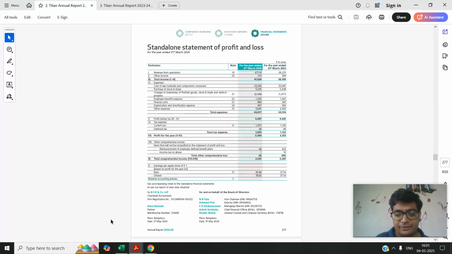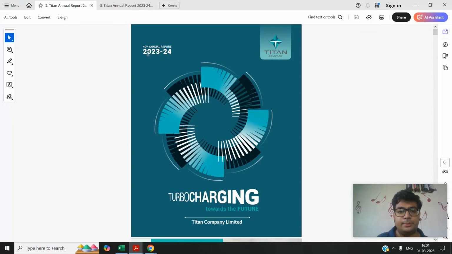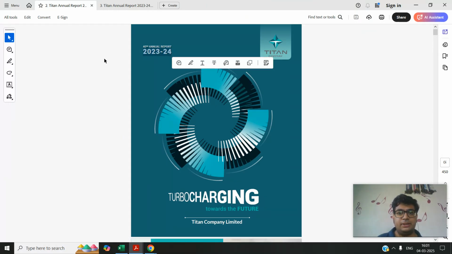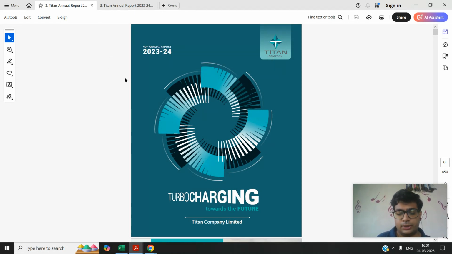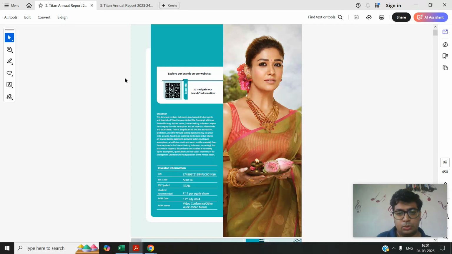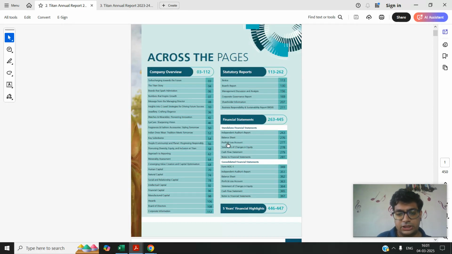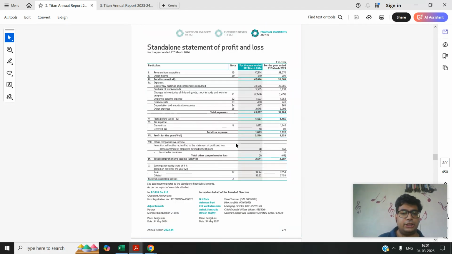What I have here with me is the annual report of Titan Limited for the year 23-24. What it means is the financial year starts on 1st April 2023 and ends on 31st March 2024. I'm scrolling down to reach the index, and if you look, statement of profit and loss is on page 277. So let's directly jump there.